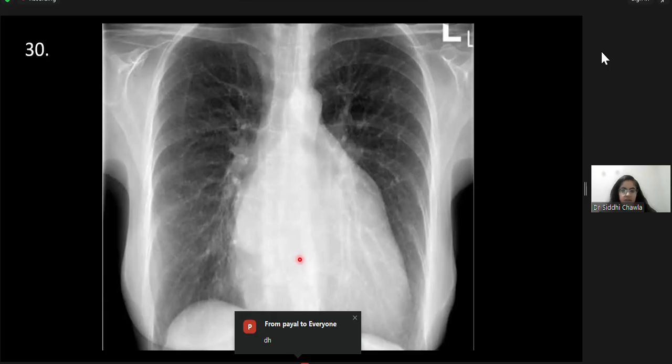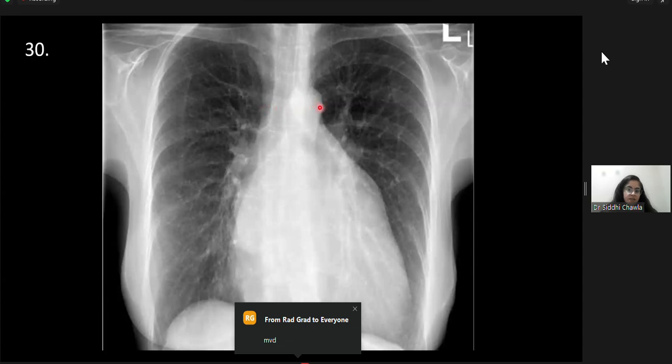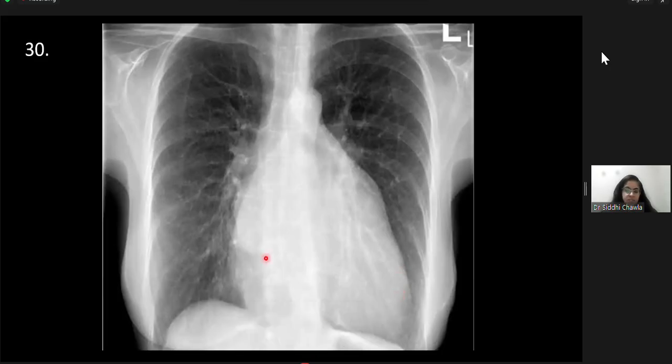This is the last photo. This is also an easy one. So what do we have with us? I'll just tell you, we have a narrow pedicle heart. We have straightening of the left heart border. We have cardiomegaly, which is of the left ventricular type. It is down and out, not boot shaped.